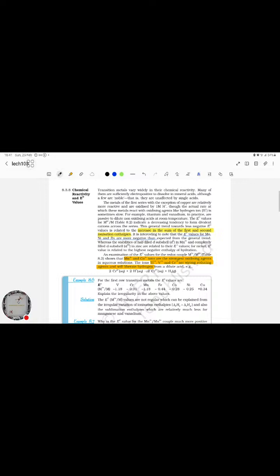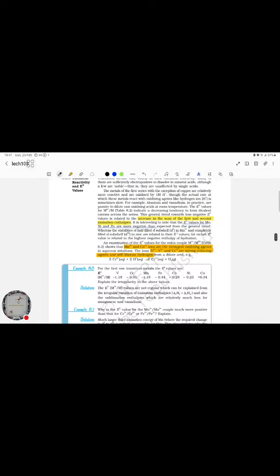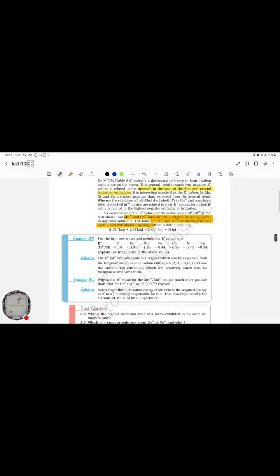Why is that? Because there is an increase in the first and second ionization enthalpy as we go down. An examination of the standard electrode potential values for the redox couple for tripositive to dipositive cations shows that the manganese tripositive cation and cobalt tripositive cation are the strongest oxidizing agents, which means they have the highest tendency of getting reduced. Mn3+ in aqueous solutions.